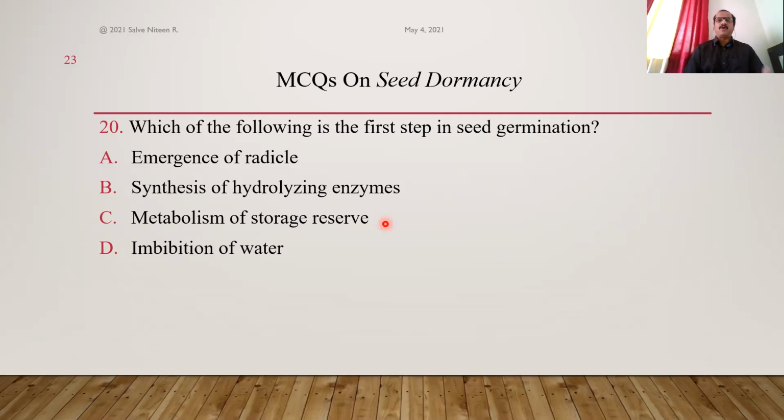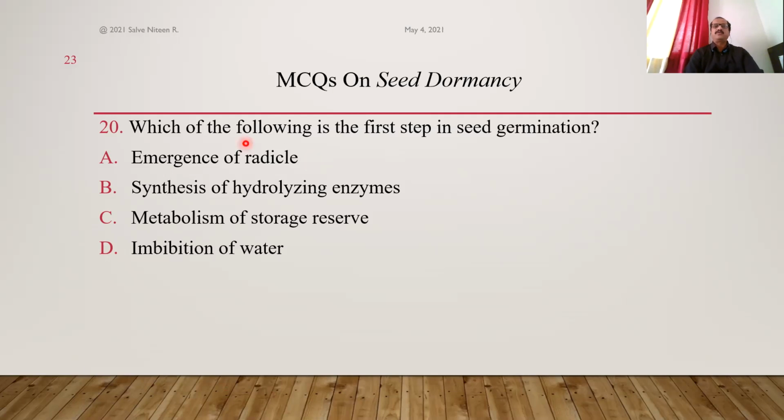for providing building blocks for new growth and development of embryo, as well as for providing energy to the growing embryo. So that is the metabolism of storage reserve. So first step is imbibition, then synthesis of hydrolyzing enzyme, then next one is metabolism of storage reserve, and the last step in seed germination is emergence of radicle and plumule, and that can be regarded as the first visible sign of seed germination.